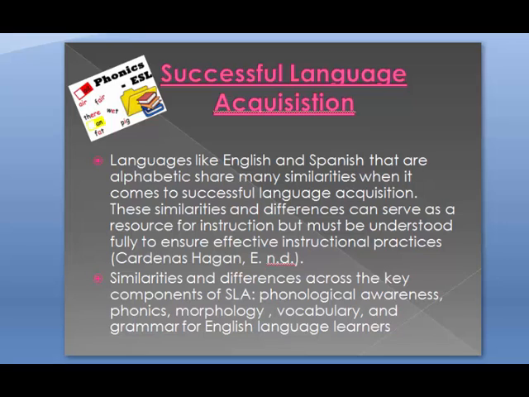Languages like English and Spanish that are alphabetic share many similarities when it comes to acquiring a successful language. These similarities and differences can serve as a resource for instruction, but must be understood fully to ensure effective instructional practices. Similarities and differences across the key components of SLA include phonological awareness, phonics, morphology, vocabulary, and grammar, just to name a few, for the English language learners.